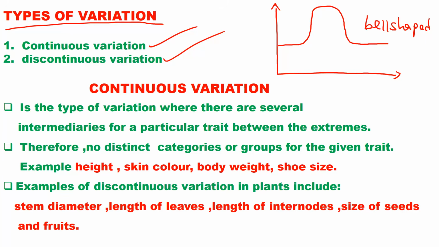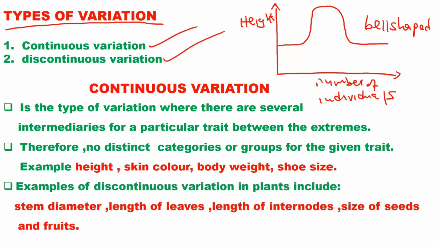Now, if we are to plot the graph of height against number of individuals, so here there's height, then of course number of individuals, you produce a bell shaped curve. This shows the examples in a continuous variation.